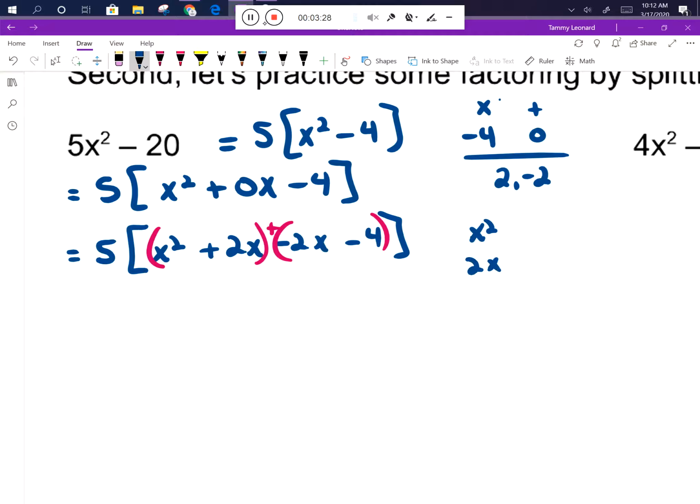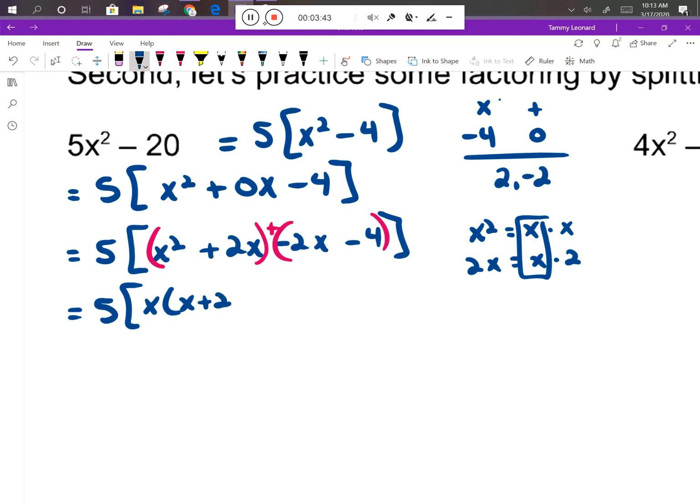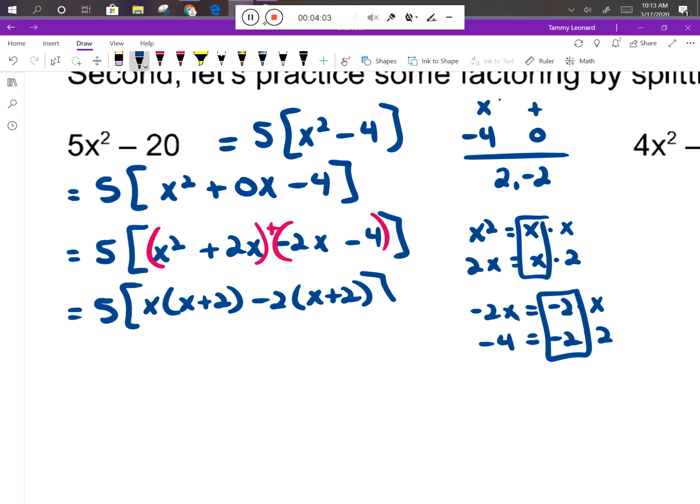So x squared and 2x have x as their GCF. The top needs to multiply by x and the bottom by 2. So I can factor out an x. So I have the 5 outside the big brackets, and then inside I have x times x plus 2. Then I look at -2x and -4, and I remember to always take the negative if there's a negative on the first term. So I'm going to take a -2 from each of them. The top multiplies by x and the bottom by a positive 2. So I'm factoring out a -2, leaving an x plus 2 in the parentheses.